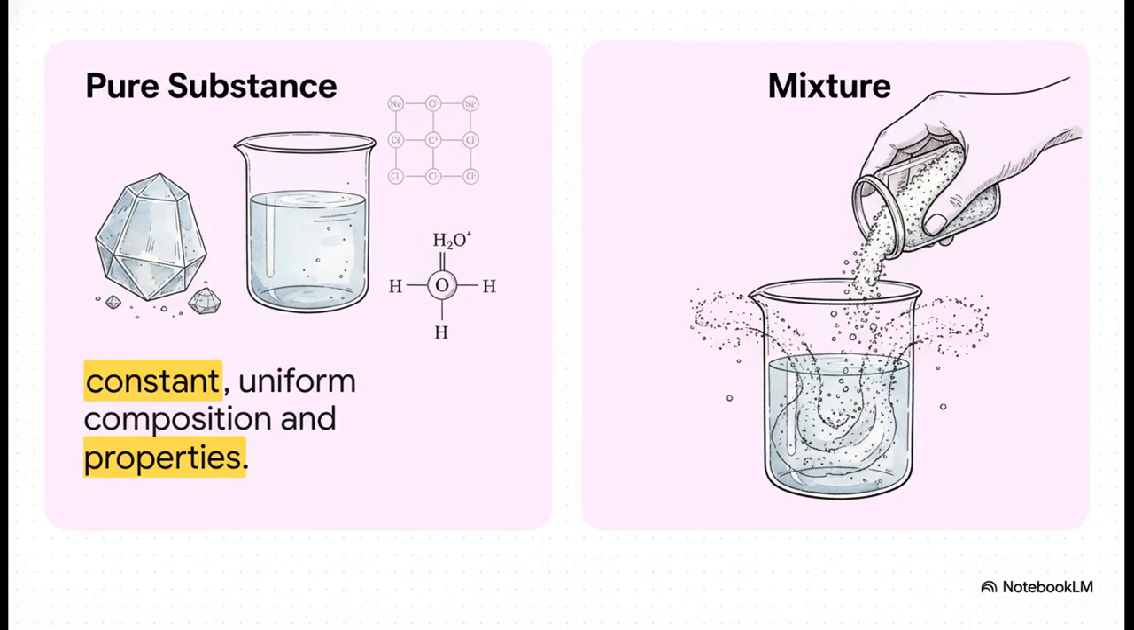On one side, you've got pure substances. This is stuff that's the same all the way through, like pure, clean water or a grain of pure table salt. They have a fixed, unchanging recipe. And on the other side, you've got mixtures. These are just physical mashups. Our salt water is the perfect example. We just took two pure substances and stirred them together.